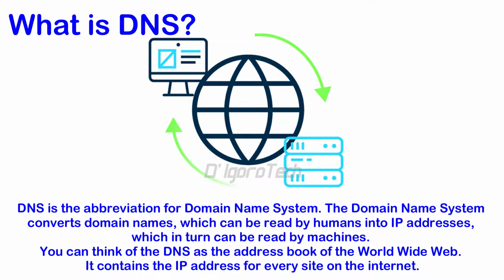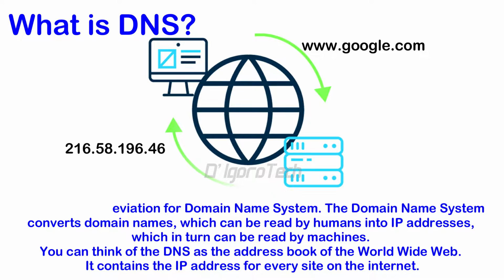An example is if you open a browser and enter google.com, the DNS will convert it to an IP address such as 216.58.196.46. That is how DNS works.